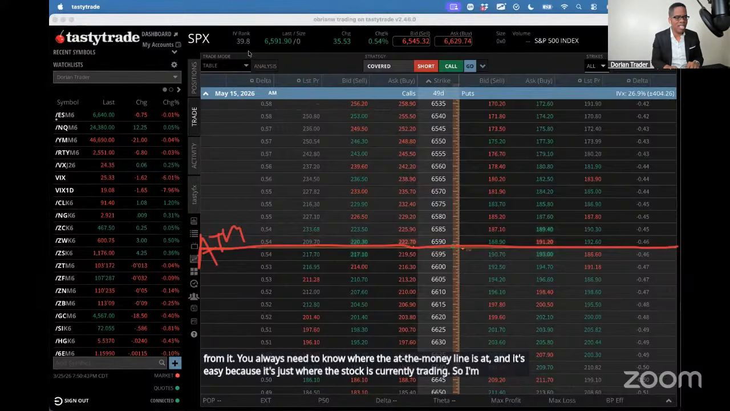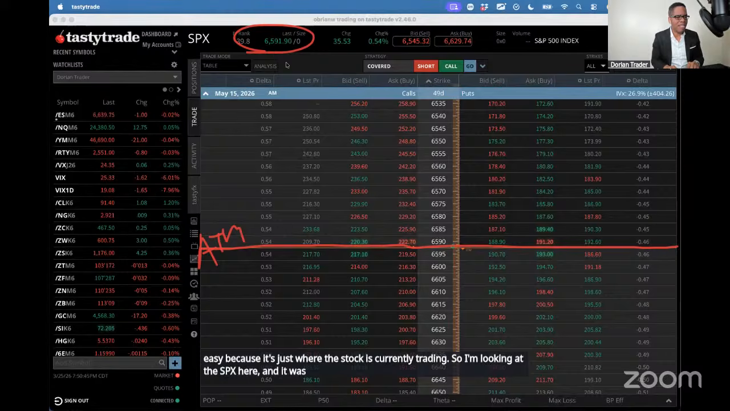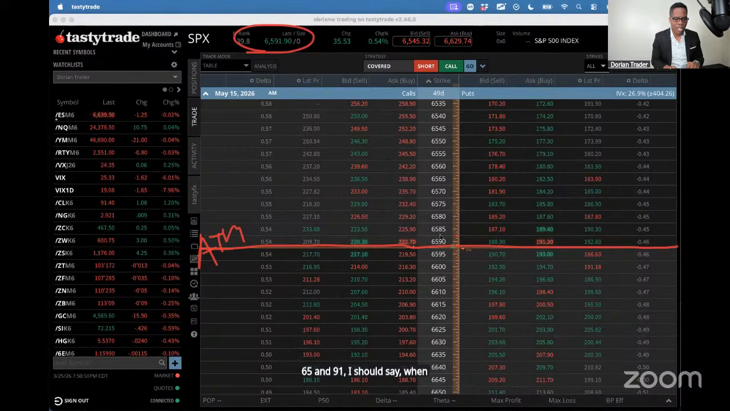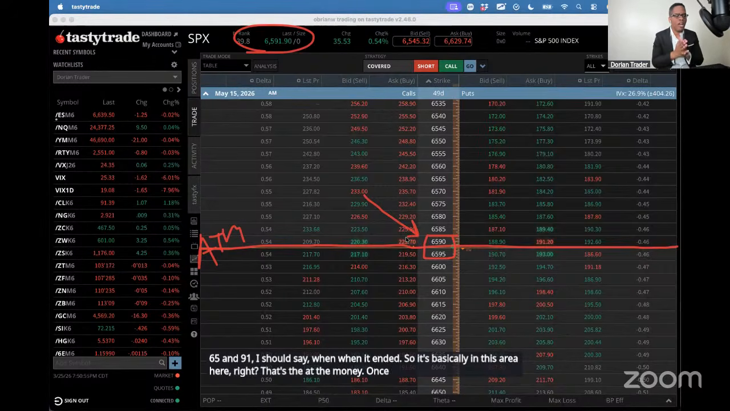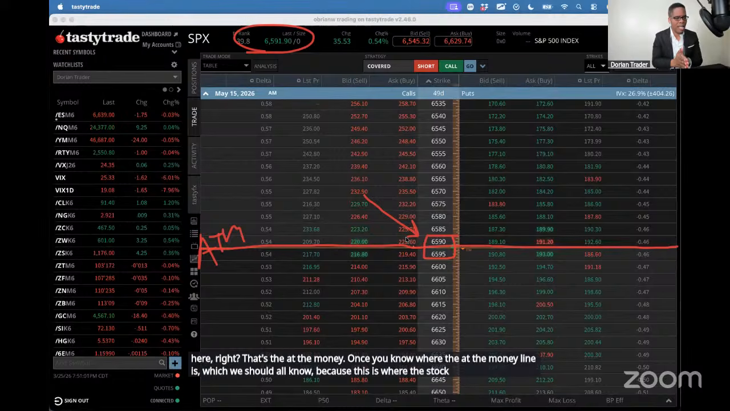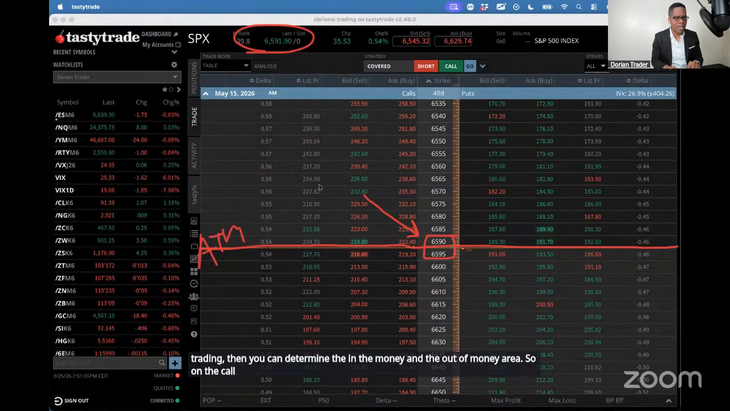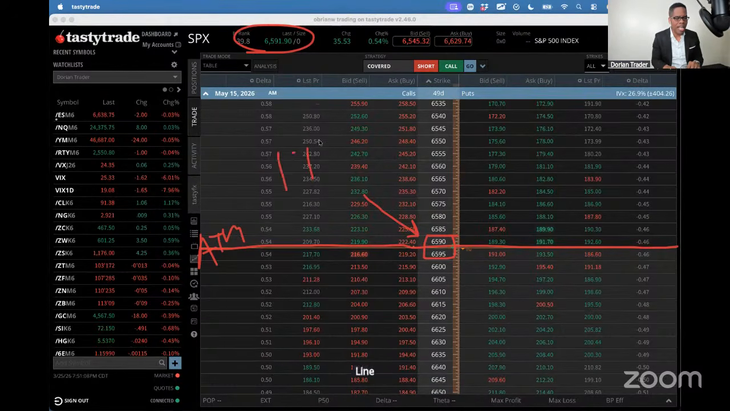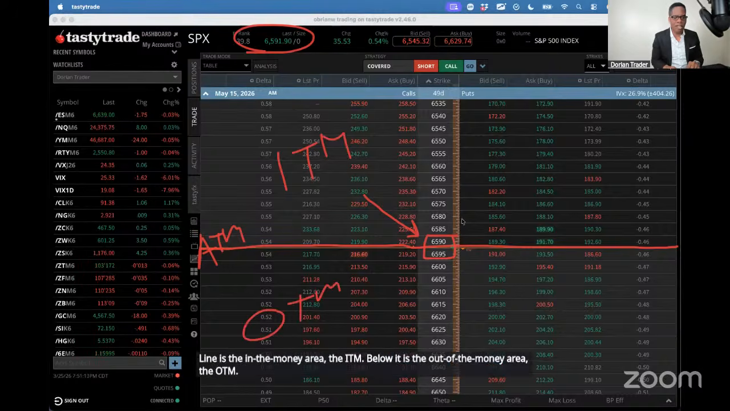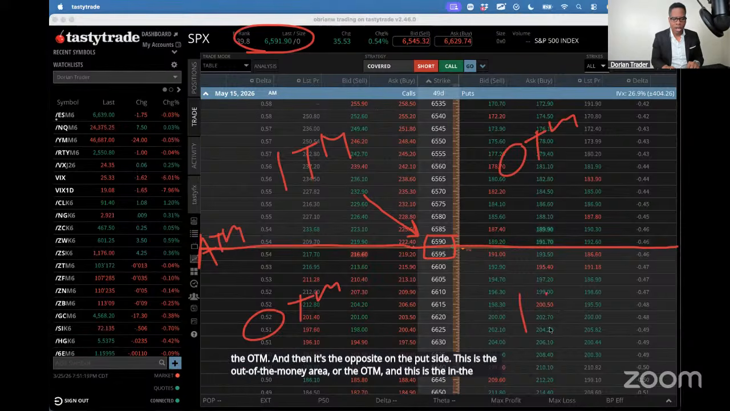So I'm looking at the SPX here, and it was trading at 65.95, 65.91, I should say, when it ended. So it's basically in this area here, right? That's the at the money. Once you know where the at the money line is, which we should all know because this is where the stock is currently trading, then you can determine the in the money and the out of the money area. So on the call side, above the at the money line is the in the money area, the ITM. Below it is the out of the money area, the OTM. And then it's the opposite on the put side. This is the out of the money area, or the OTM, and this is the in the money area on the put side, the ITM.